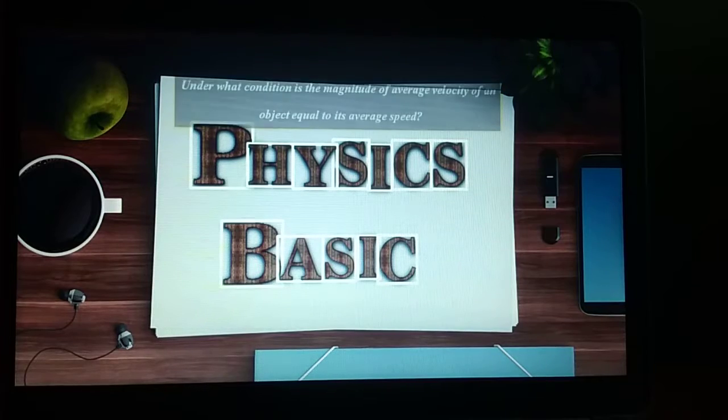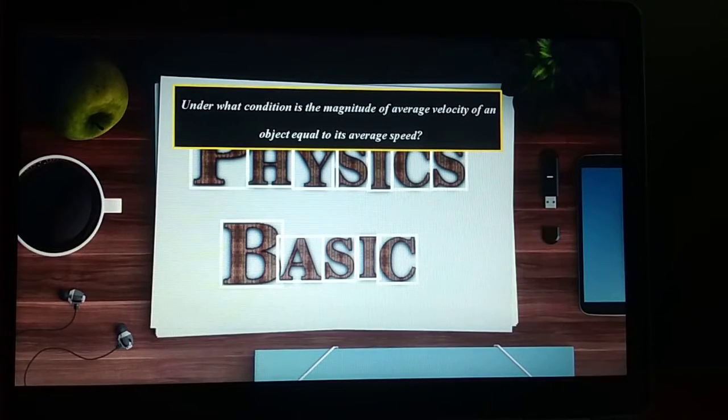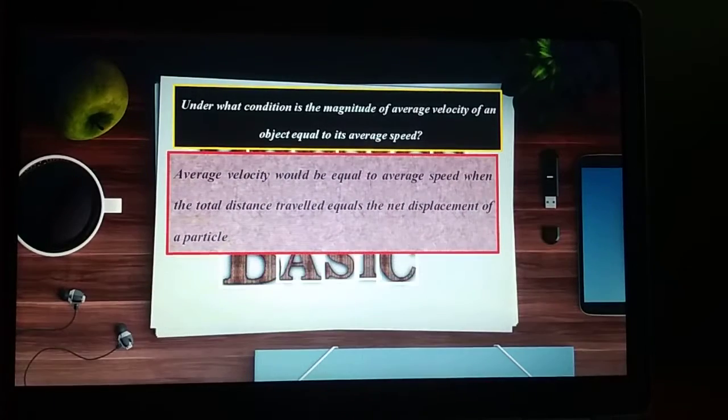So here is your first question. Under what condition is the magnitude of average velocity of an object equal to its average speed? That means you have to mention when average speed and average velocity both are equal. So here is your answer. Average velocity would be equal to average speed when the total distance traveled equals the net displacement of a particle.